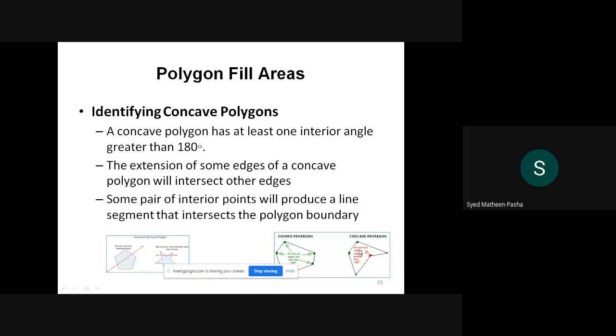Suppose this is an example of a concave polygon. If I take a pair of two interior points, this has one point and this has another point, it will produce a line. It produces a line with respect to these 2 points, so that there can be an intersection with the polygon boundary. That is nothing but I can draw a polygon with respect to these two lines. So this is the third point you have to remember with respect to identifying concave polygons.